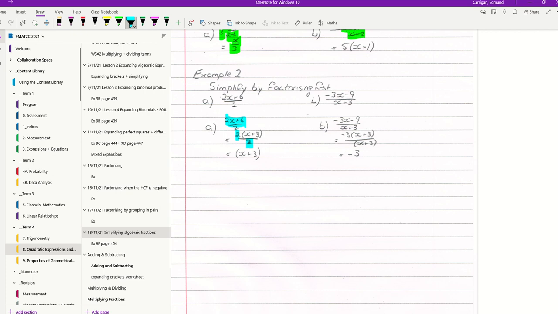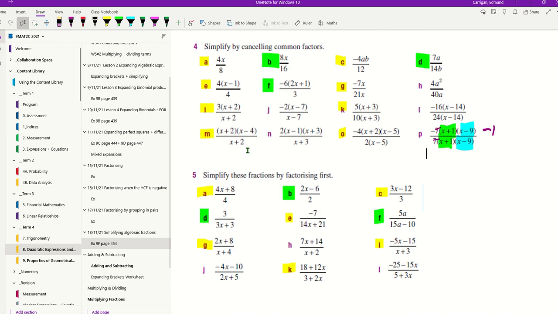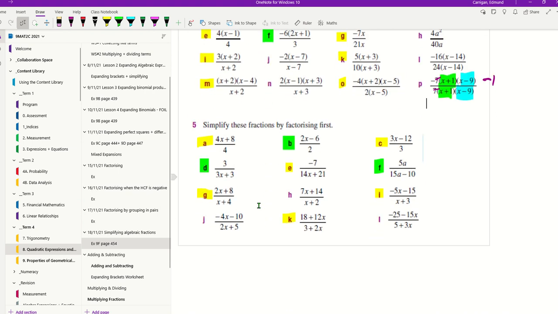Looking at our second one, minus 3x minus 9 on x plus 3. Looking at our top, we can see that we can take the negative 3 outside the bracket. If we take the negative 3 outside the bracket, we get x minus 3 times x is minus 3x, and we get plus 3 because minus 3 times plus 3 gets us back to plus 9. Now we've got x plus 3 divided by x plus 3. They cancel out and we end up with minus 1. So continue on after you've done that with looking at these fractions, see if you can simplify them by factorising them first. Thank you.